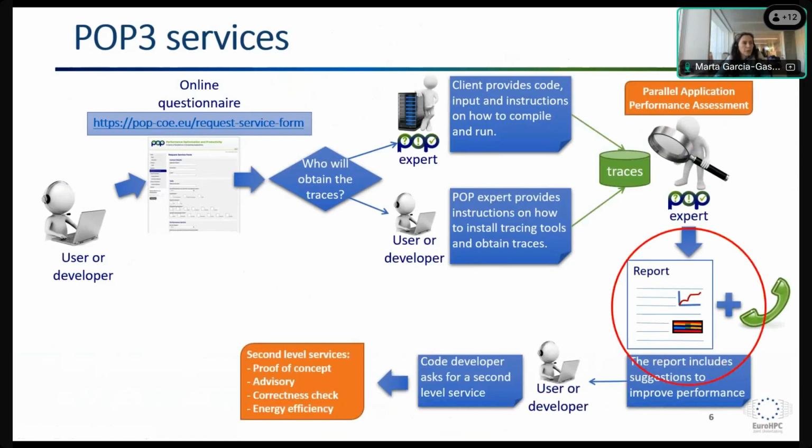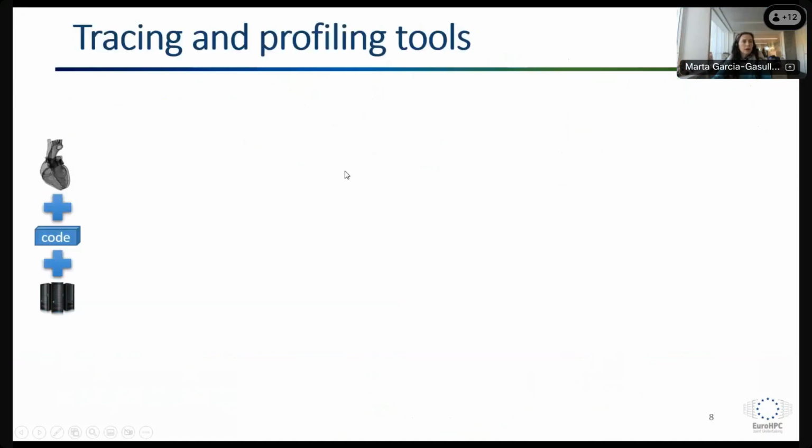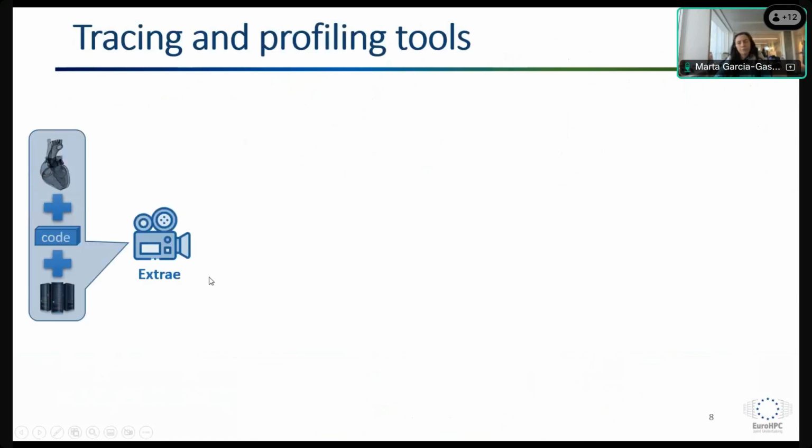So now I will focus on this part, the performance assessment. So the analysis of the traces that the analyst does, and which kind of tools we have to do this analysis. In particular, I will focus on the tools that are developed here at BSC. So we start from, you have a code, you have a cluster, and your simulation or execution that you want to run. When you have everything set up, the main tool that we have is Extrae.